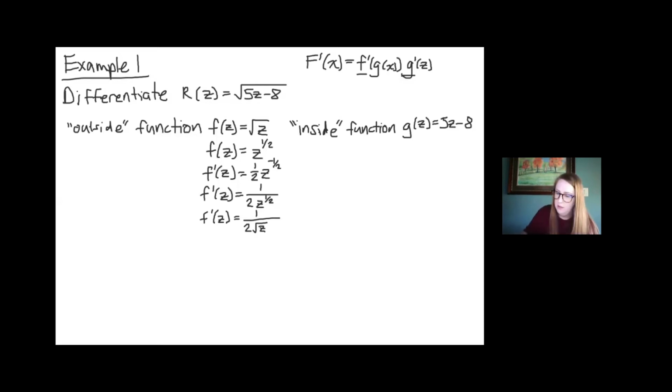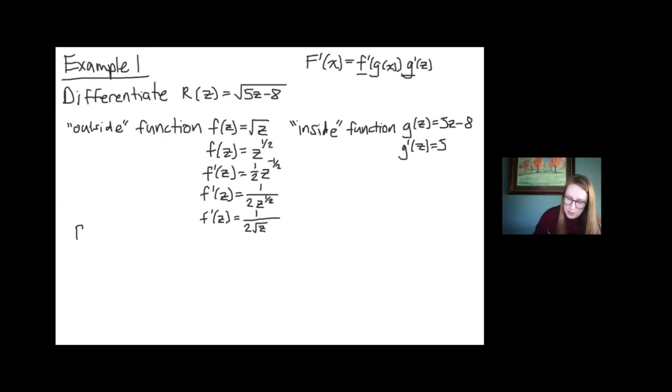All right. Finding the derivative of g is much simpler. The derivative of 5z is just 5. And the derivative of any constant is 0. So the derivative of g is just 5. That's easy. Okay, so now we're going to use these two things that we just found to plug into the definition for the chain rule.